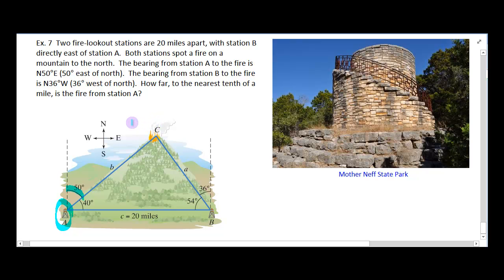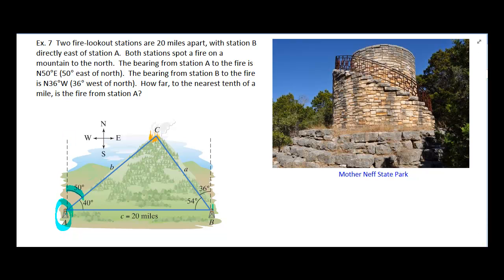And if we were to draw a triangle like this, which would connect station A, station B, and the fire, we have a triangle. And when we have a triangle, we have interior angles that we're technically interested in. So if I know based on the bearing that this outside angle is 50, and the north-south line has to be perpendicular to the horizon, which is what this shows here, then the interior angle of my triangle has to be 40, because 40 plus 50 is 90.